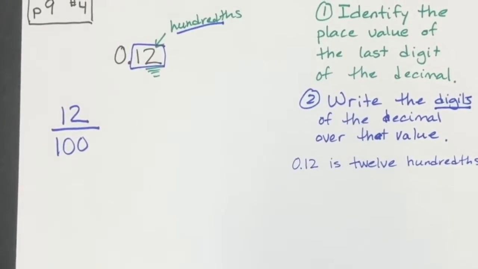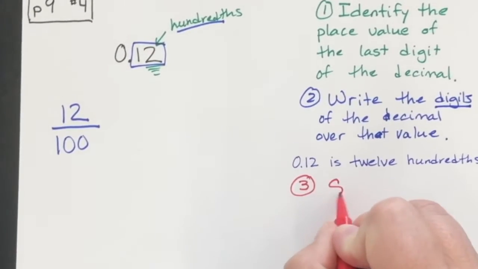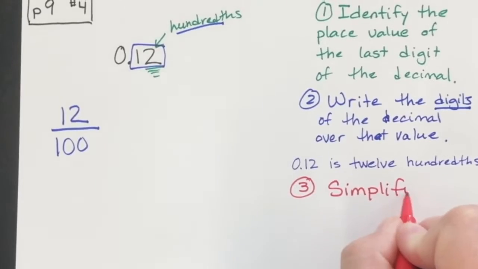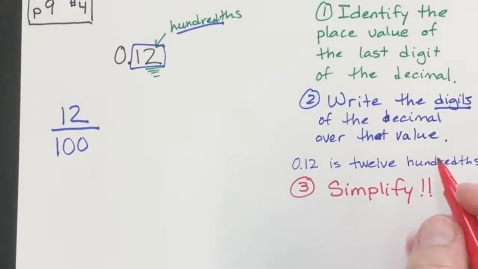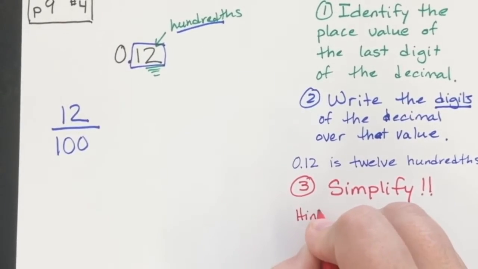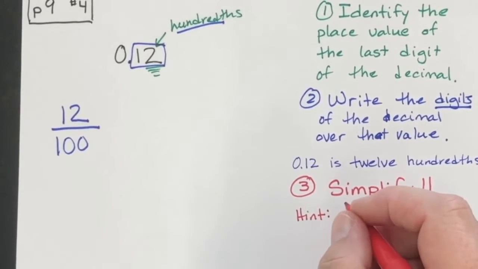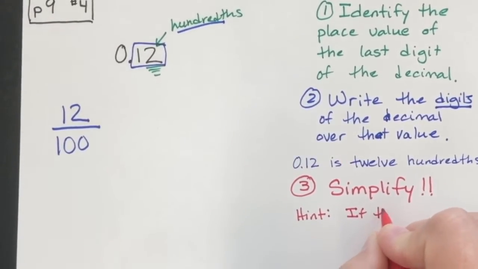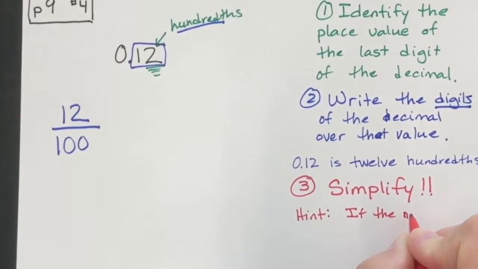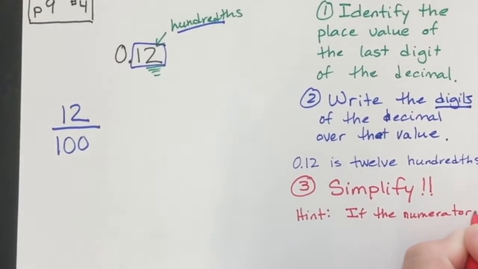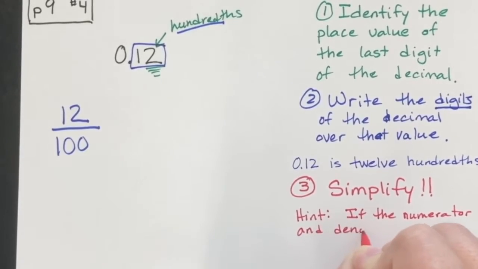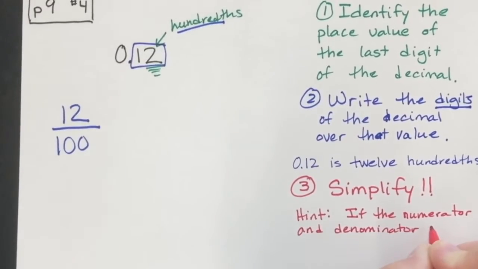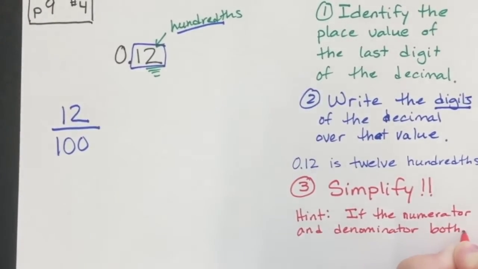And then the final step is to simplify the fraction. This is where students most likely make a mistake. You have to simplify in order to be correct in most cases. So 12 hundredths is an equivalent fraction, but it's not in simplest form. Simplifying fractions is a skill you start learning in 4th grade. So I'm going to give you some hints, but it is not a new skill.